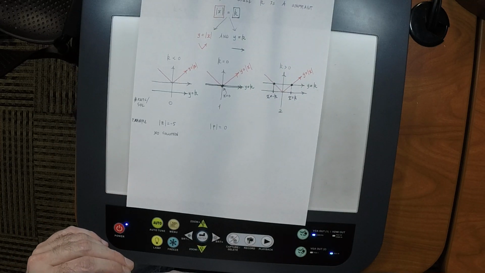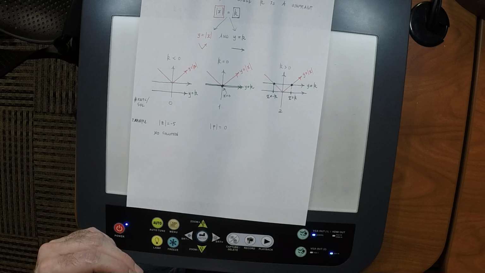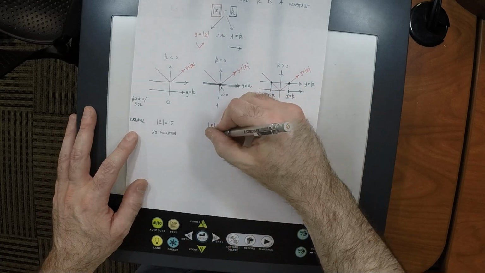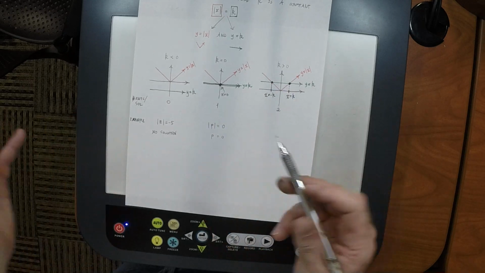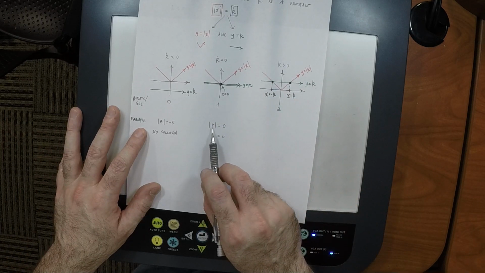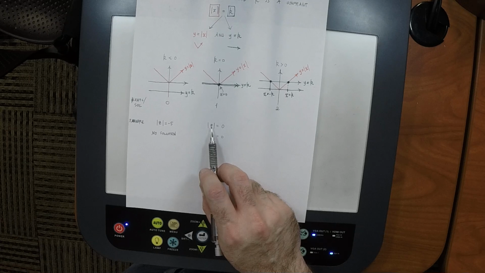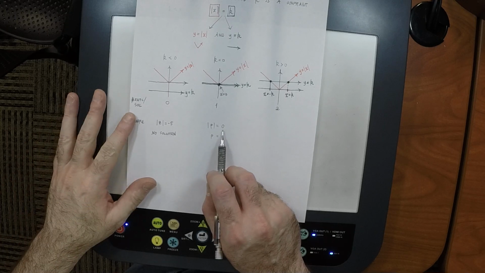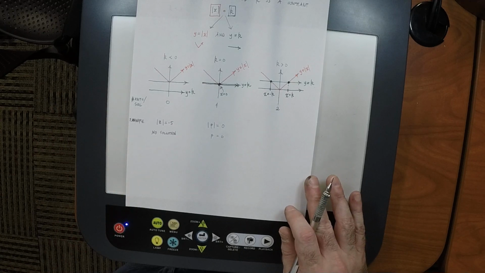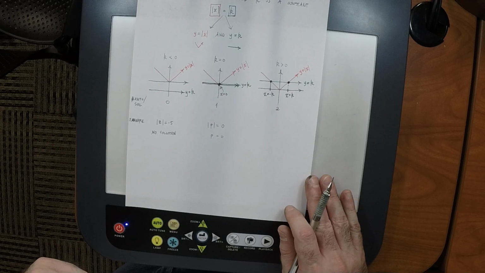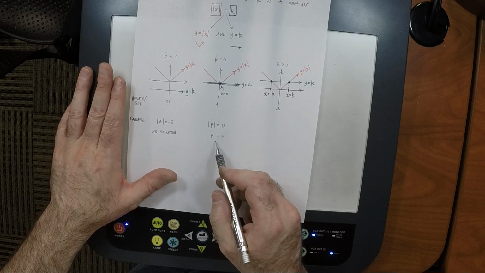Well, and what's p? 0. P couldn't be a positive number because if you put a positive number in the absolute value, a positive number would come out. So it couldn't be positive. And p couldn't be negative because if you put a negative number into the absolute value, a positive number will come out. So this is the only possibility.